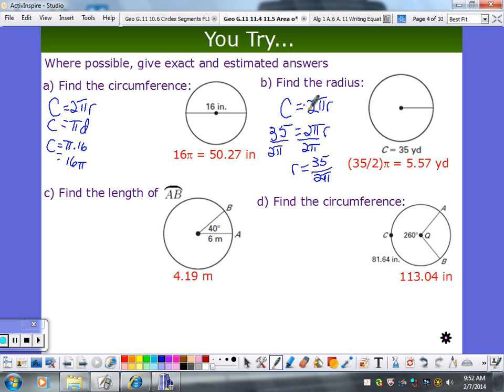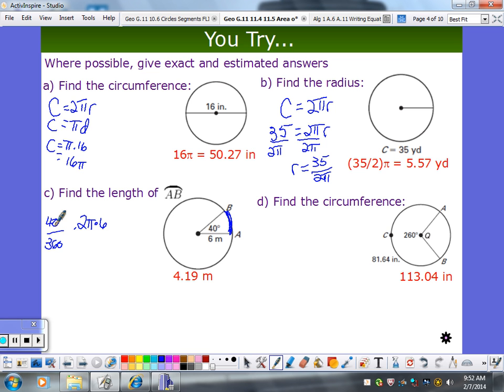This one I kind of did here. Write out the equation. Write in what you know. Solve for what you don't know. Questions on B. All right, now C. I have a little piece. I'm looking for a little piece of the circumference. I know how to find the entire circumference. It's 2 pi r. That would give me the whole circumference. I want the whole circumference. I just want 40/360ths of it. So you set this guy up.